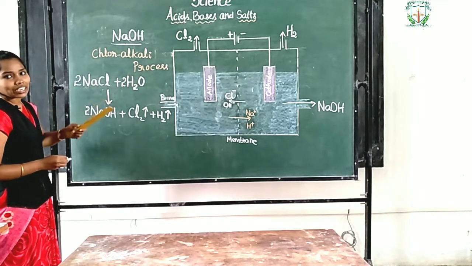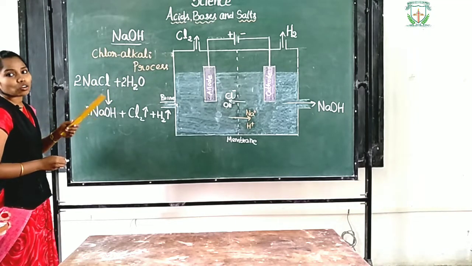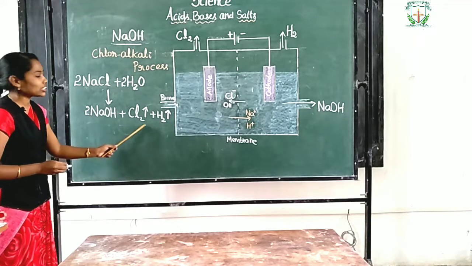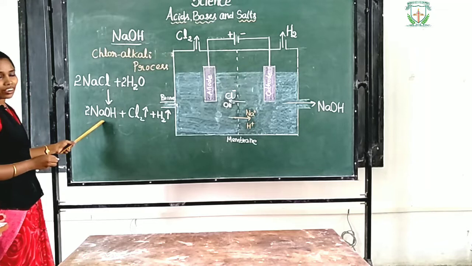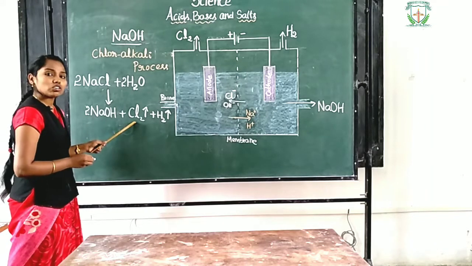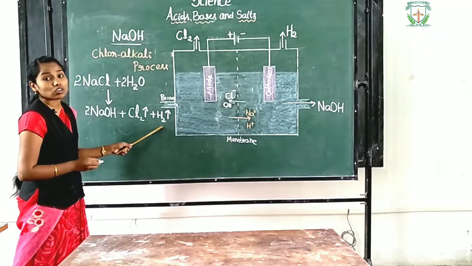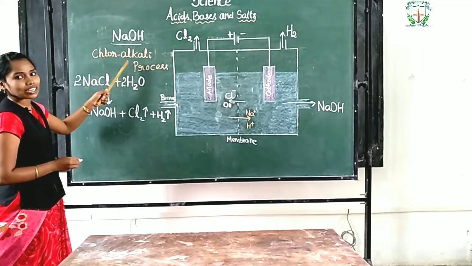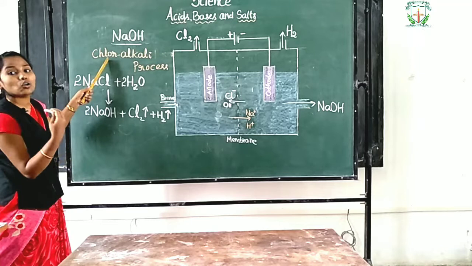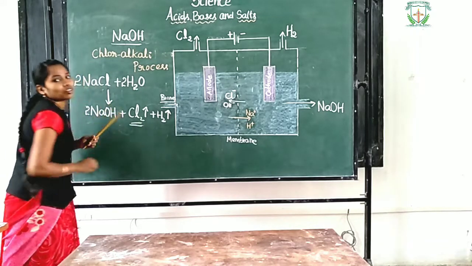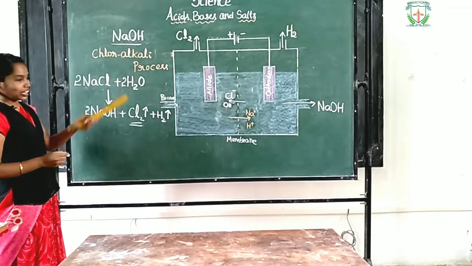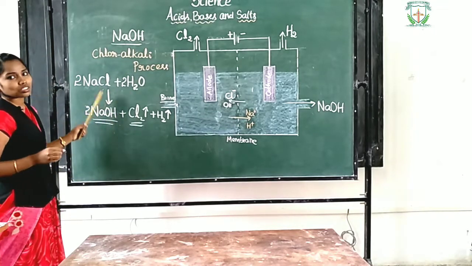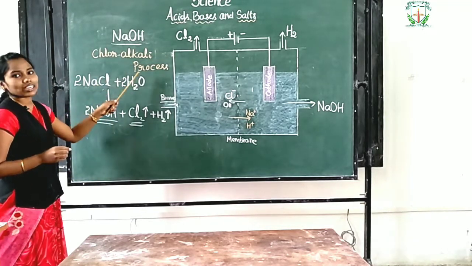In the beginning I have told why it is called the chloralkali process. Children, you can see here there are three products formed. Not only the sodium hydroxide, the chlorine gas is also liberated and hydrogen gas is also produced. Hence this process is called the chloralkali process. Chlorine means chlorine gas is going to be produced. Alkali means base. Which is the alkali here? The base is sodium hydroxide. Hence this process is called the chloralkali process.